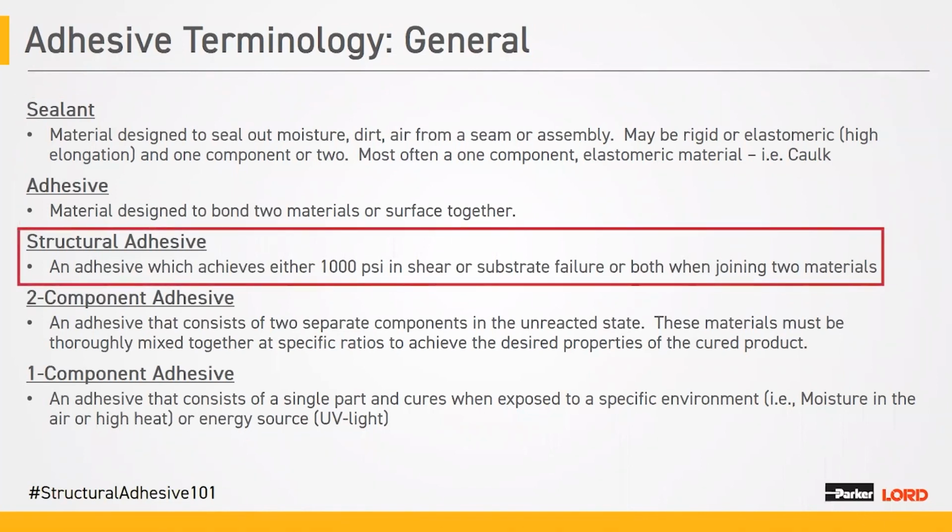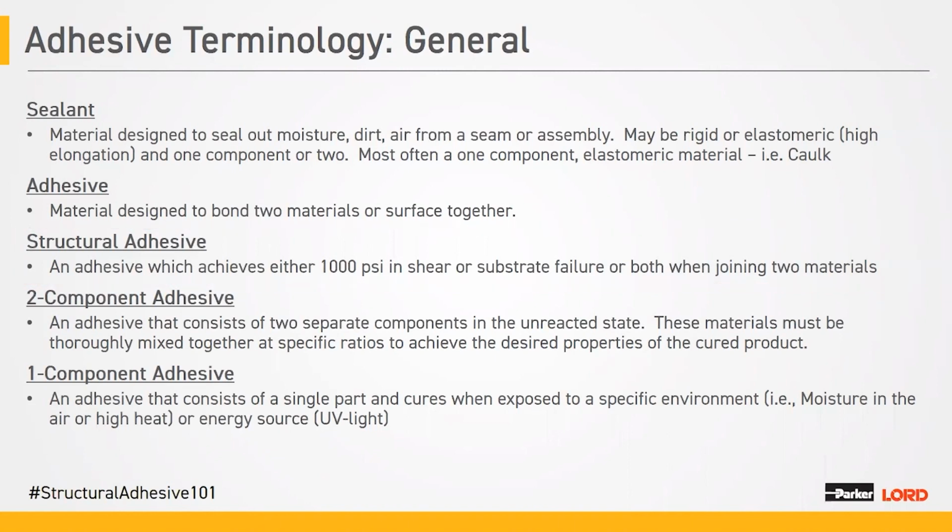Structural adhesive is a little bit different than a regular adhesive in that it's an adhesive which can achieve 1,000 psi or 6.9 megapascals in shear, or cause the substrate to fail when it's tested, or both, when it's joining two materials together. That's a little bit different than an adhesive, because you can think of an adhesive as like an Elmer's glue, a contact cement. Those are designed to put materials together. But the difference of a structural adhesive is it achieves a certain strength value.